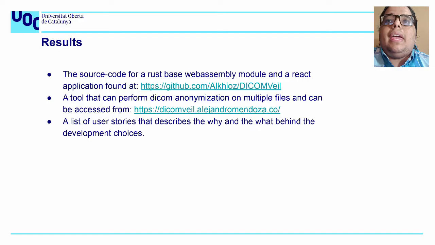Results. One of the results from this project is the source code, that is, the Rust-based WebAssembly module and the React application. It can be found at that first link. Another one is the tool that can perform the DICOM anonymization of multiple files and can be accessed from the second link. Also, a list of user stories that describes the why and the what behind the development choices.